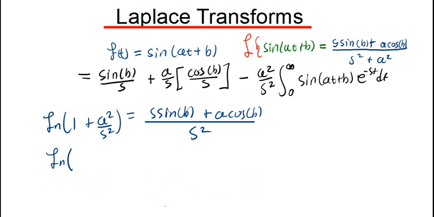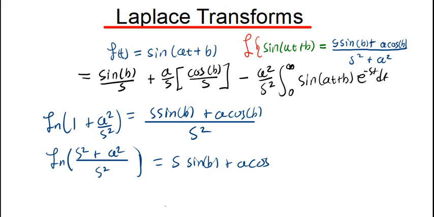You observe that what is common there on the denominator is s squared. So 1 into s squared is s squared, plus a squared into 1 is a squared. So this will be equal to s sine b plus a cos b divided by a squared. You observe we can cancel out this one and we can cancel out that one. If you're wondering why I'm canceling out, it's just like you do the cross multiplication.